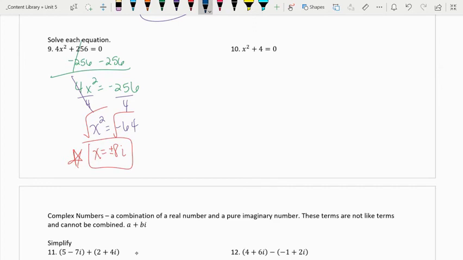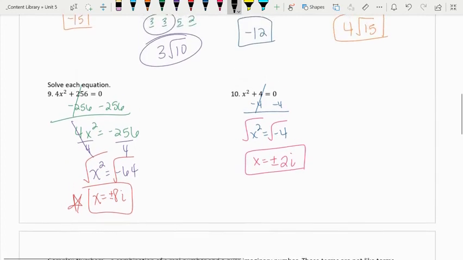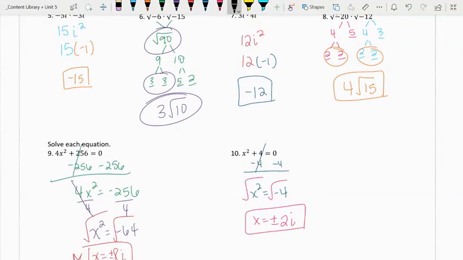So on number 10, we would subtract 4, and you're left with x squared equals negative 4. And when you take the square root, well, the square root of 4 is 2, but we have a negative, so we had to pop an i out, and we need the plus or minus. Now, these are not always going to give us good answers. They might give us something like the square root of 90, right? And if that's the case, you do need to break it down so that it's something like this, plus or minus 3 root 10. So keep that in mind.